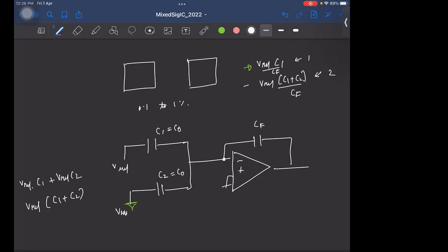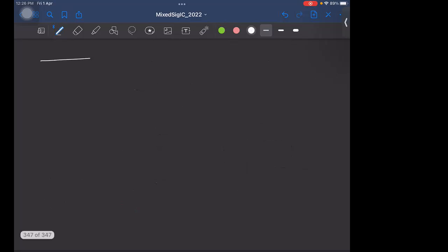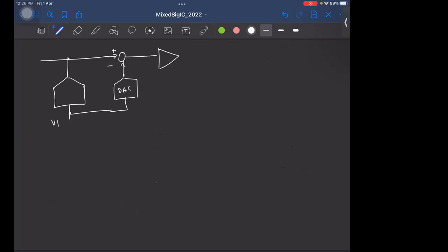Okay, so let's see how we can correct for this digitally. For that, let's look at the two-stage pipeline ADC again. So let's say this is V1. This is the DAC. Say this is some G1. And you have the second ADC here. And ideally, how do you combine the two outputs V1 and V2 by G1?